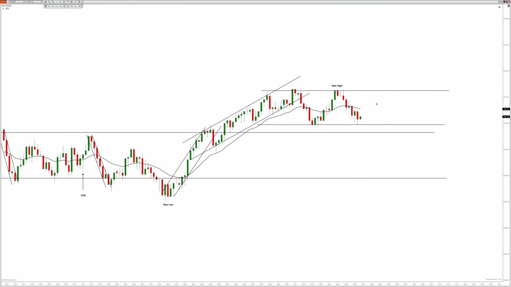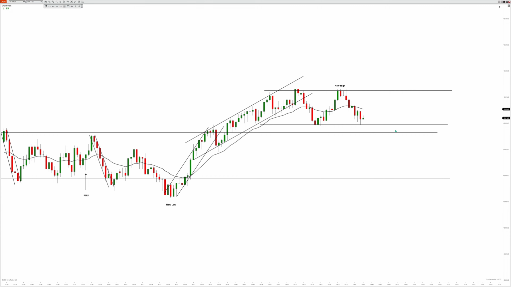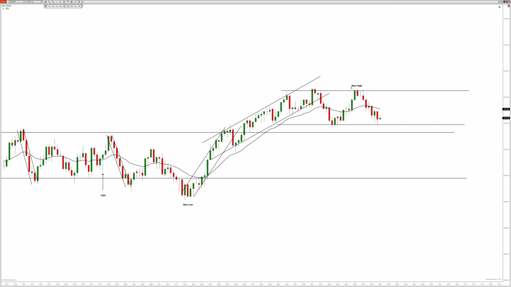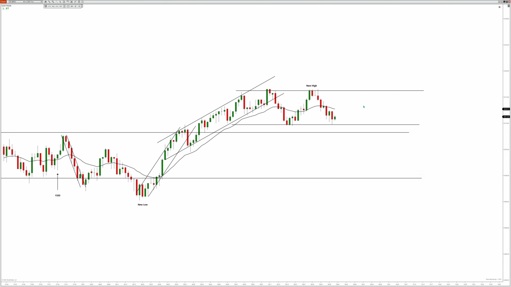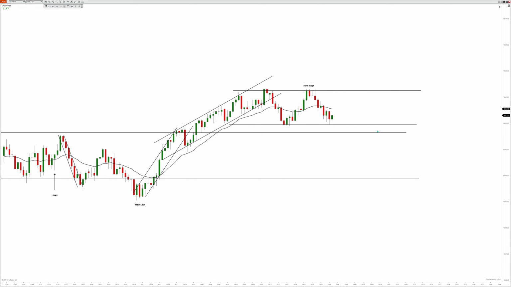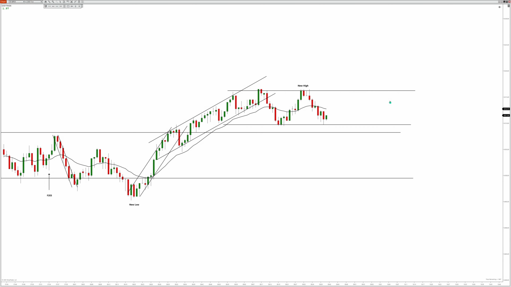So we can either correct sideways, and that's why I have this smaller trading range drawn here, or we could even reverse and pull back into this trading range. But as you can see, we've been out of this trading range for far too long to pull back into it. So I'm thinking a new market structure is going to be established here.